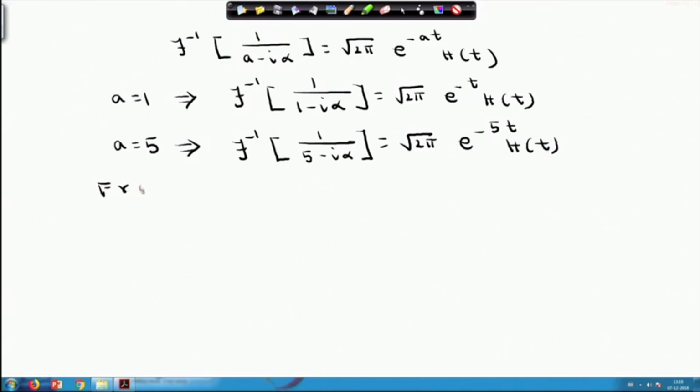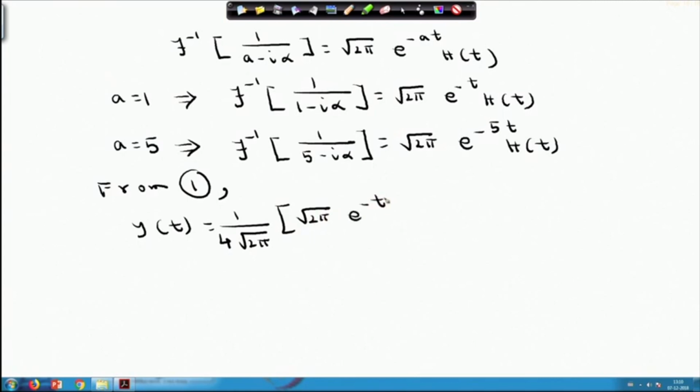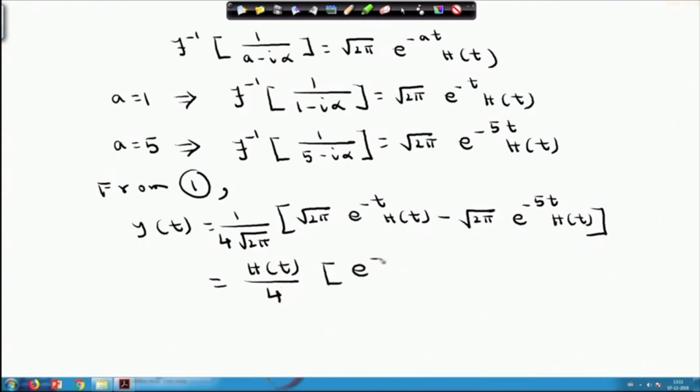Therefore, if I substitute these two values in equation 1, I can write y(t) as nothing but 1 by 4 into root over 2 by pi into these two values, that is root over 2 by pi e power minus t into h(t) minus root over 2 by pi e power minus 5t into h(t). So here root 2 by pi, if I take common, will cancel out, and h(t) I can bring outside. So it will be h(t) by 4 into (e power minus t minus e power minus 5t).